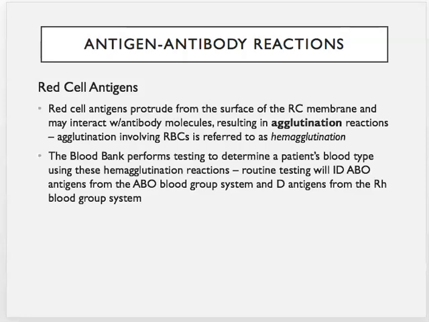So you guys just kind of touched the surface of this in intro when you were doing some blood typing. Routine testing will identify those ABO antigens from the ABO blood group system and the D antigens from the RH blood group system. And the identification of those antigens is what determines the patient's blood type.